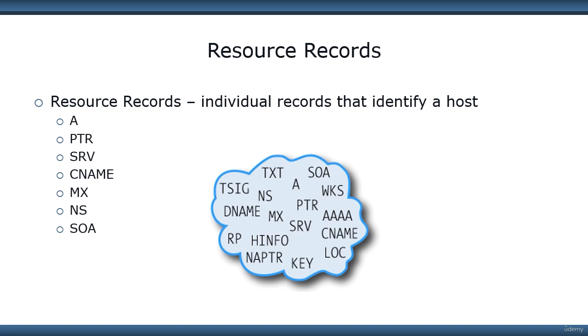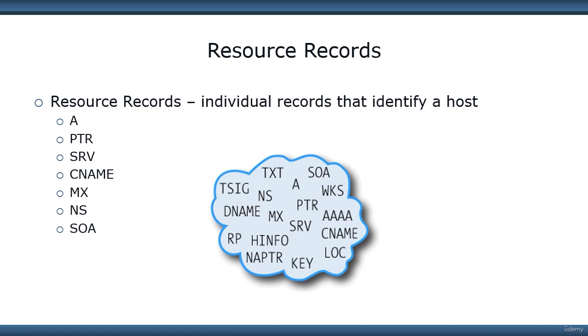SRV records, service locator records, help clients look for a particular service. The most relevant example in a Windows environment would be clients looking for a domain controller to log in to the domain. Domain controllers will register the SRV records in DNS, and the client will query and say, hey, give me a domain controller for this domain. Then they will be given a record that has a name in it, and they'll turn around and ask for the A record.